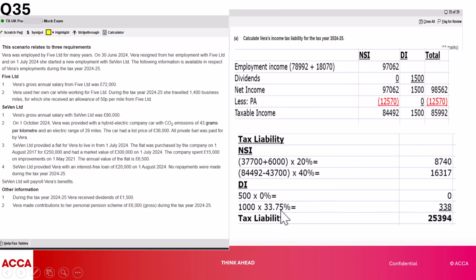Please note there's a difference between the rate for dividends and the rate for non-savings and savings. As you can see here, the higher rate is 40%, but for them it's 33.75. Just don't mix that. Sometimes you find students doing 1,000 times 40%, which is an unfortunate mistake.